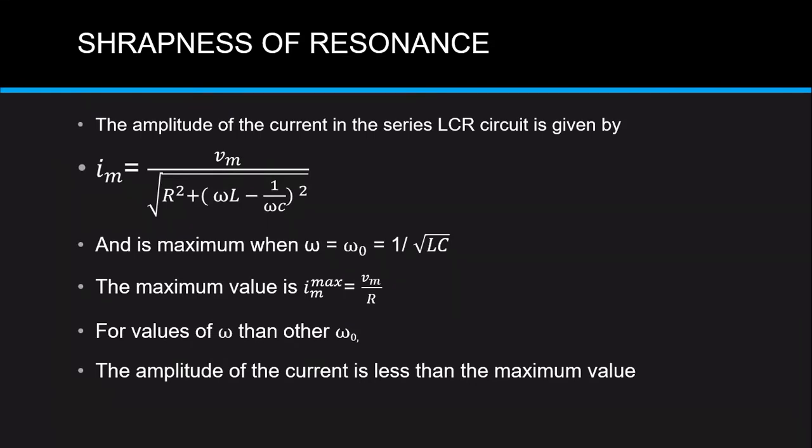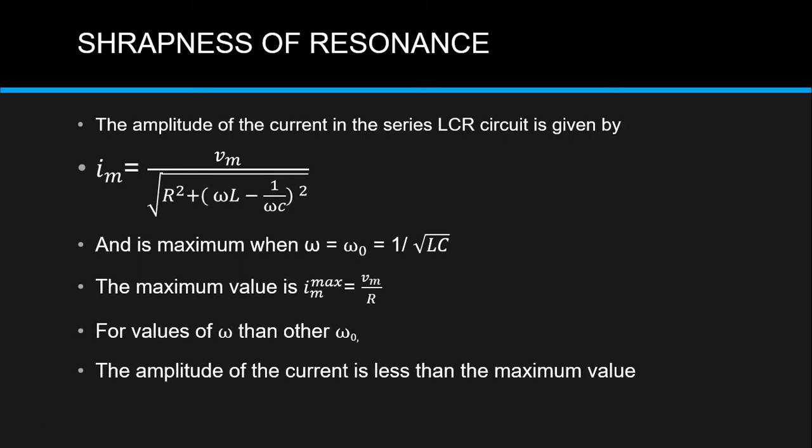The maximum value is I maximum, which equals Vm upon R. It means omega L minus 1 upon omega C equals 0, as we discussed in the previous lectures. So for a value of omega other than omega 0, the amplitude of the current is less than the maximum value.